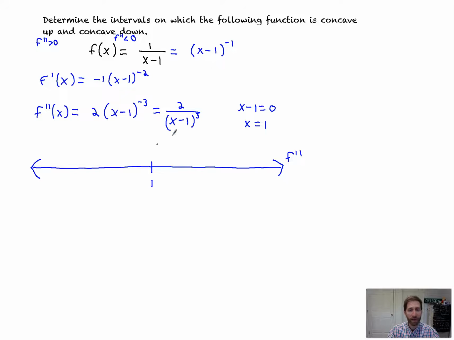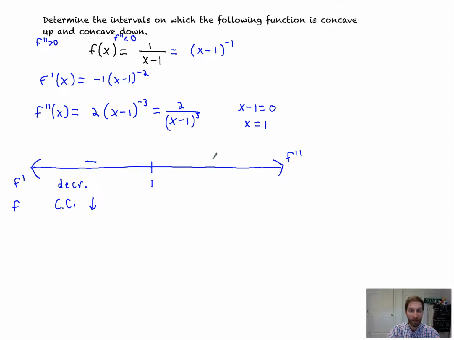Now, left of that, 0. 0 minus 1 cubed is negative. 2 over that is still negative. And so what this means is f prime is going to be decreasing. All right, so what does that mean on f? Well, if f prime is decreasing, the slopes are getting less positive or more negative. And so that means on f, we're going to be concave down.